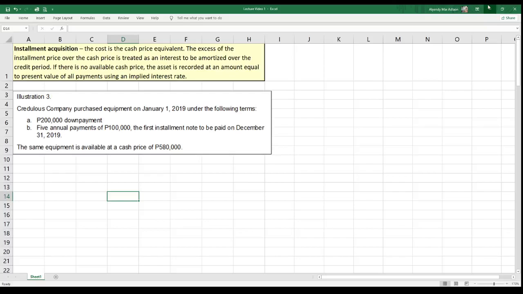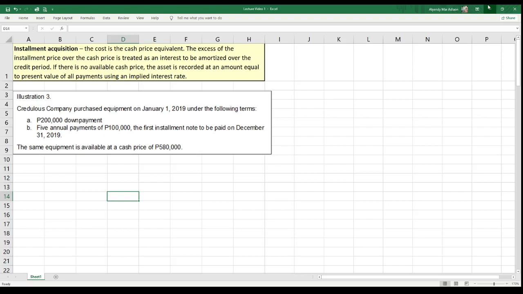Hi everyone! So for this video, we will discuss one method in acquiring property, plant, and equipment. I hope that through this video, I will be able to help you understand installment acquisition. Take note that previously, we have discussed the acquisition on a cash basis and acquisition on account. Of course, installment acquisition is still a form of acquisition on account.